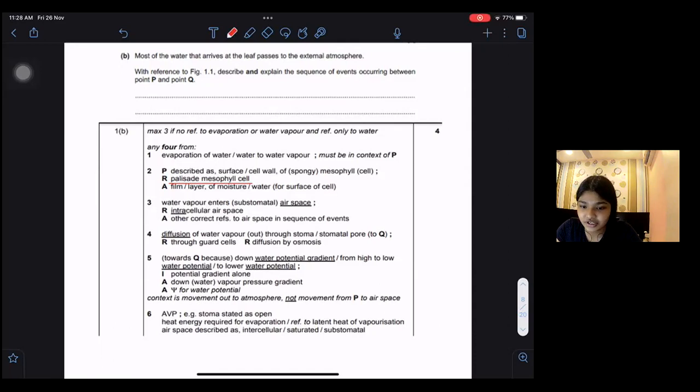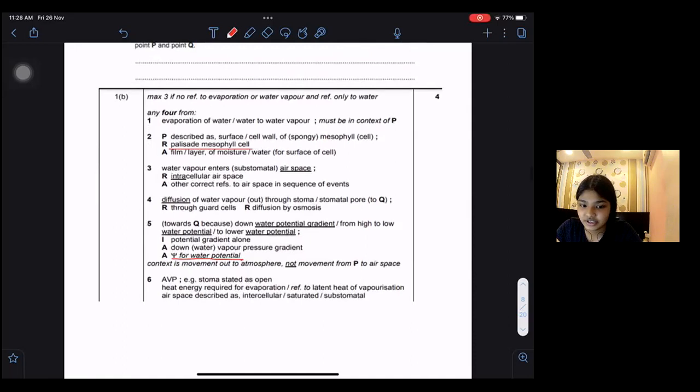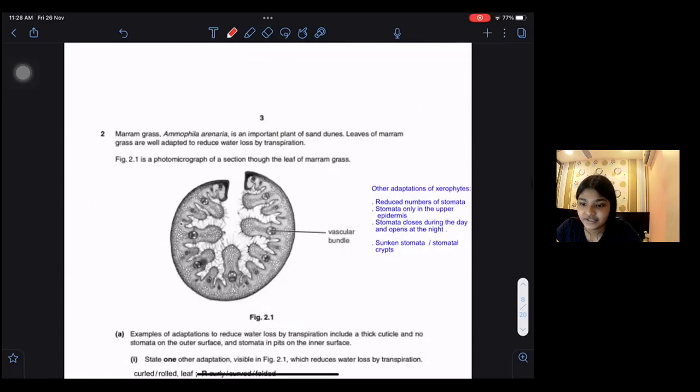And also the mark scheme accepts the symbol for water potential, which is psi, but I think it's better to write out water potential instead of writing the symbol. So yeah, next question, please.